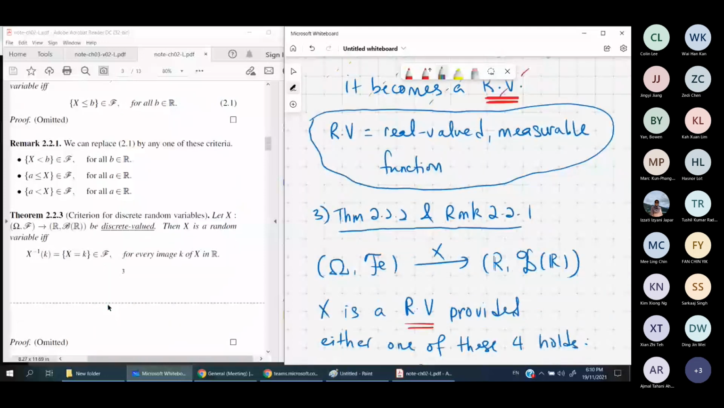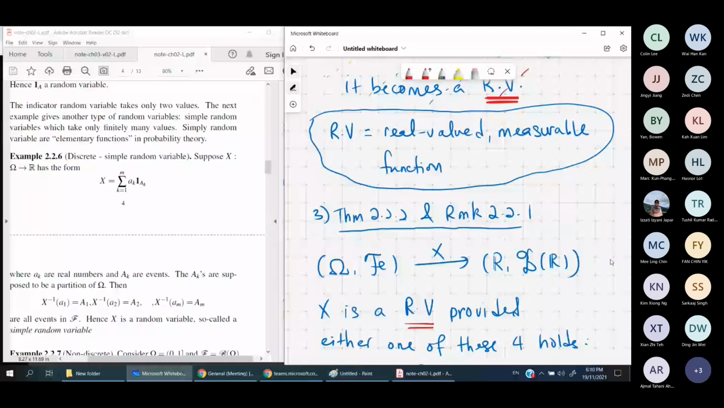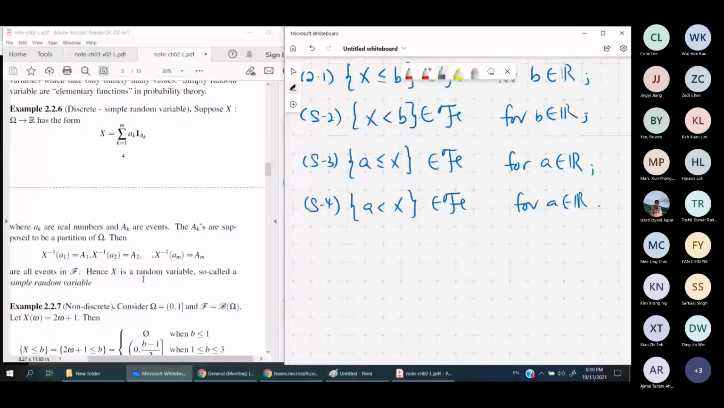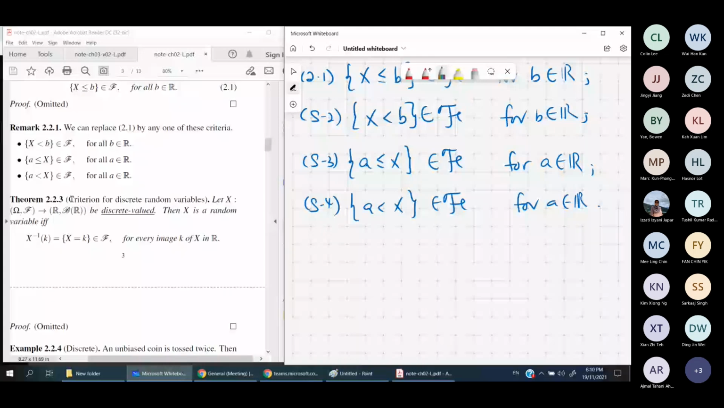Here's the example. This is some example of a discrete random variable. So this is for our general case. Next we have theorem 2.2.3, which provides us a criterion for discrete random variables.